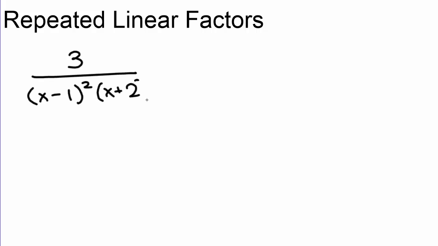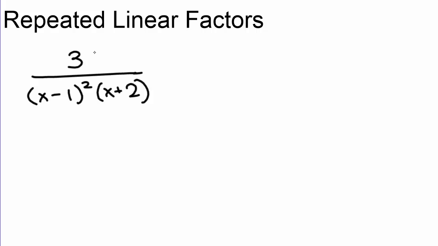Let's talk about repeated linear factors. So far we've looked at partial fraction decompositions of rational expressions where each linear factor only occurred once. What if instead we were looking at something like 3 over x minus 1 squared times x plus 2? What would be the form of the partial fraction decomposition for this?